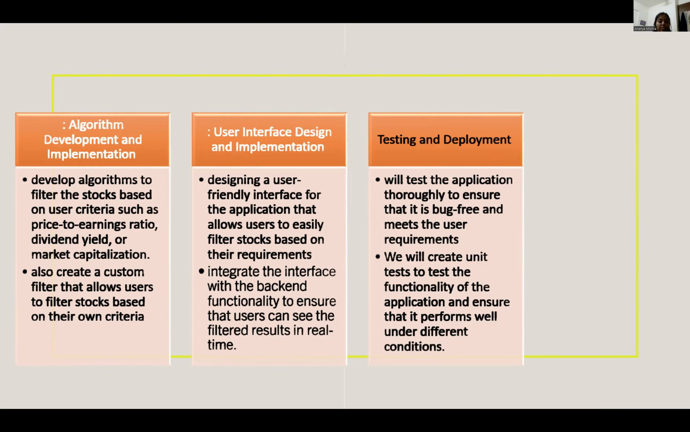Now, the fourth step is user interface design and implementation. Designing a user-friendly interface for the application that allows user to easily filter stock based on their requirements. It involves integrating the interface with the backend functionality to ensure that users can see the filtered result in real time. The last step is testing and deployment. In this step, we will test the application thoroughly to ensure that it is bug-free and meets the user requirement.